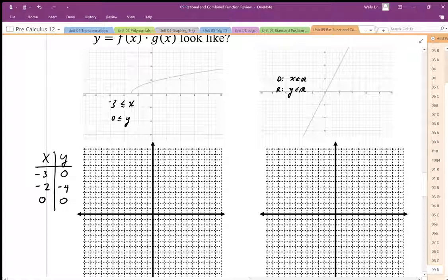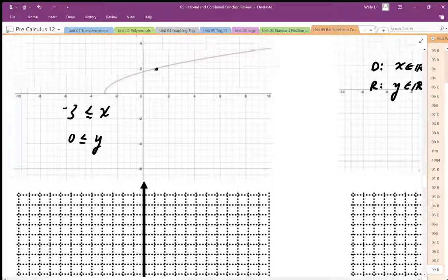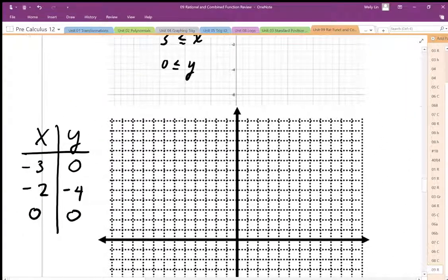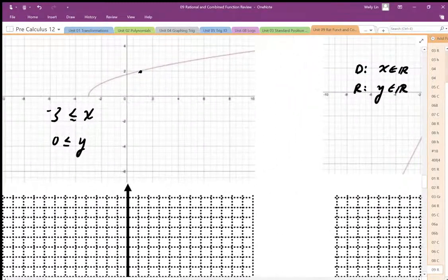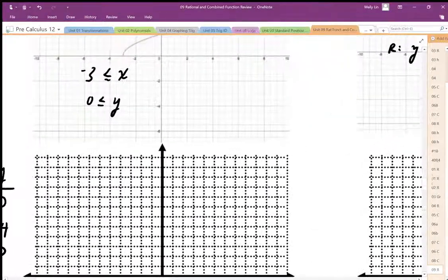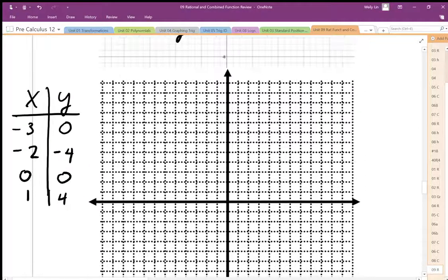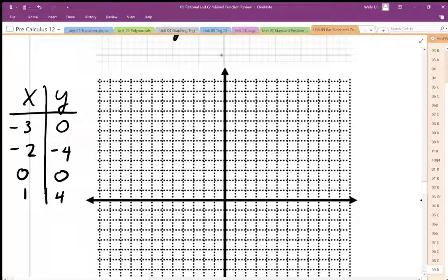I'm just going to plug in one more here. So let's look at x is equal to 1, y is equal to 2. At x equals 1, y looks like it's equal to 2 here. So it's going to be 2 times 2, which is 4. And this should start establishing some patterning. At -3, we've got 0. At -2, we're at -4, so it goes down here, goes back up to 0. x is 1, y is 4.